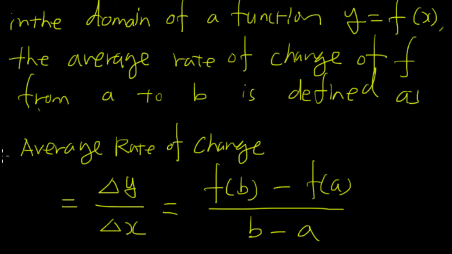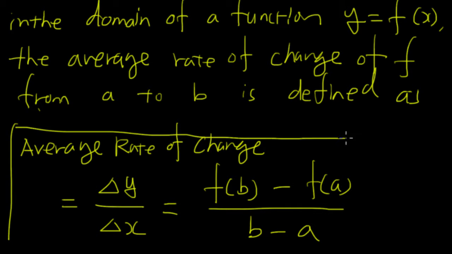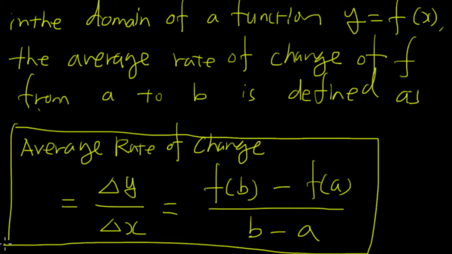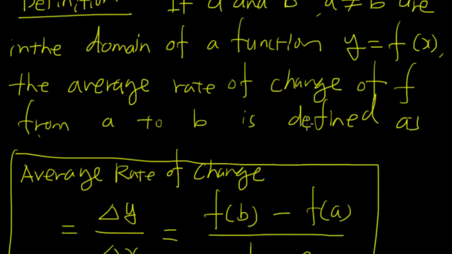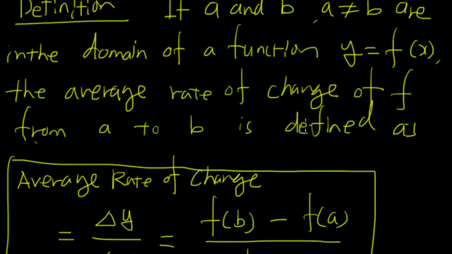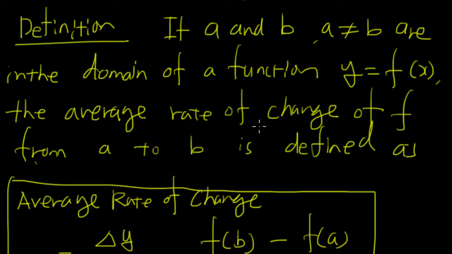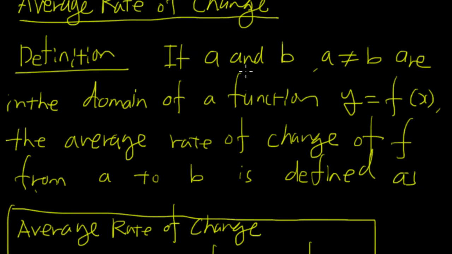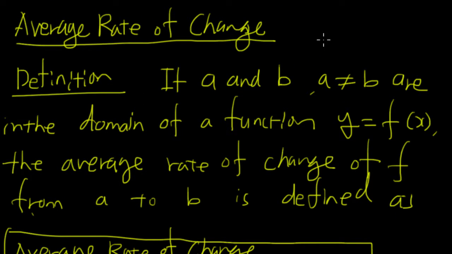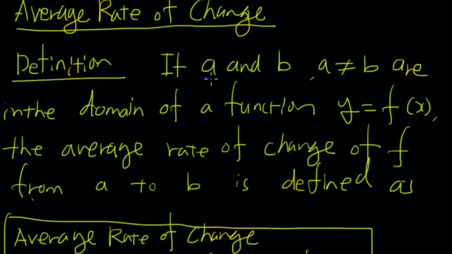Okay, so let me box it up. Average rate of change. And like many definitions are, this definition is kind of not that easy to understand. So let's try to read it together and understand what they're trying to say and how they set it up. So the definition of rate of change is that if a and b are in the domain of a function, and they shouldn't be equal.